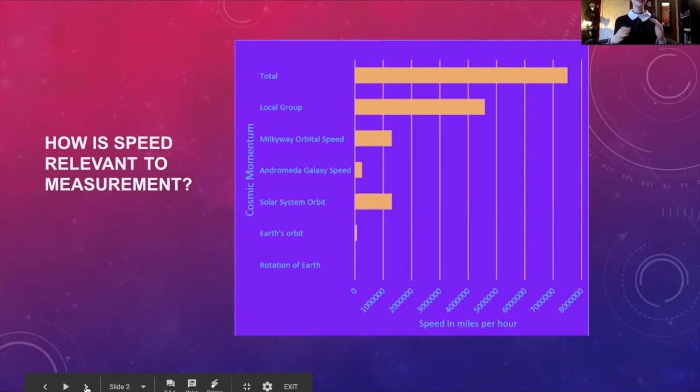So when you're standing perfectly still, you're moving 1,000 miles per hour, which is crazy. So we did the graph for this, and we used cosmic momentum. We used the local group, the Milky Way orbital speed, the Andromeda galaxy, the solar system orbit, and the Earth's orbit. And we did a total of it. And as you can see by the graph, the miles per hour are just astonishing. The group as a whole, we're a little bit over 700,000 miles an hour. So it's pretty crazy. Let's get into the next one.